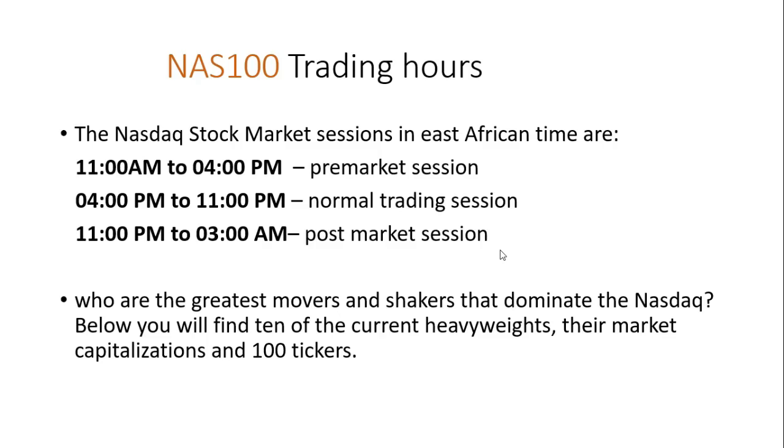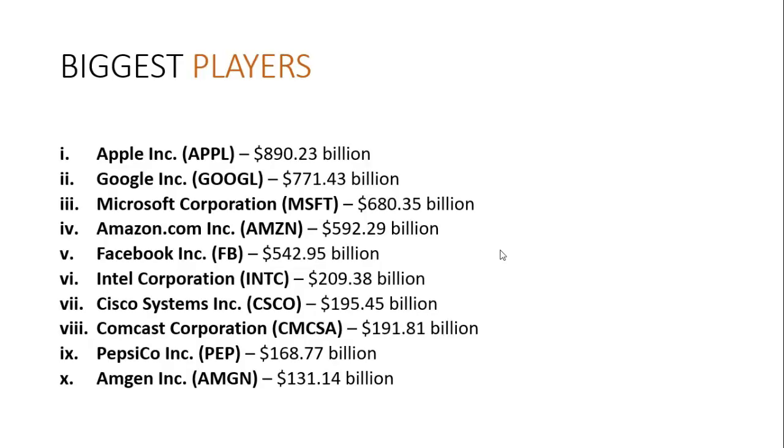Who are the greatest movers and shakers that determine the Nasdaq 100? Below, you will find 10 current heavyweights, their market capitalization and tickers. Now, let us see these companies: Apple, Google, Microsoft, Amazon, Facebook, Intel Corporation, Cisco, Costco Corporation, Pepsi, and Amgen. You have to understand that when you talk of the Nasdaq, we are talking of companies.